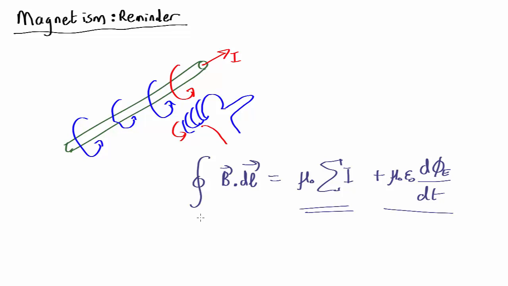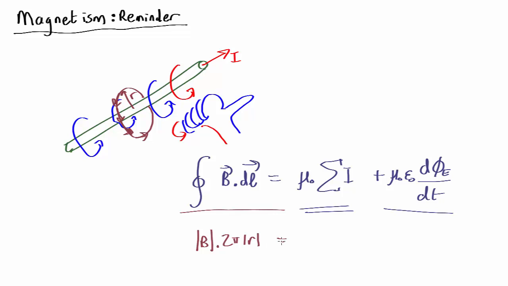But if we did have an infinitely long wire, then we can pick as our loop a circle around the wire of radius r. The magnetic field and the little elements of the line are pointing in the same direction, so the line integral is just the strength of the magnetic field times the distance around the loop, which is 2 pi r.